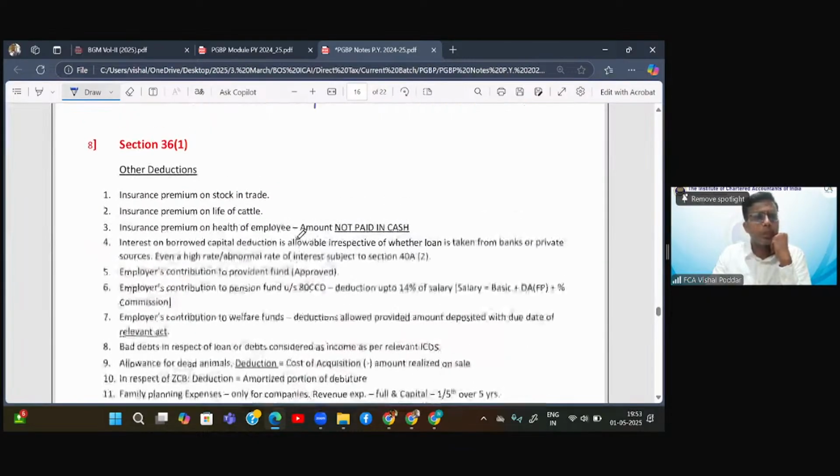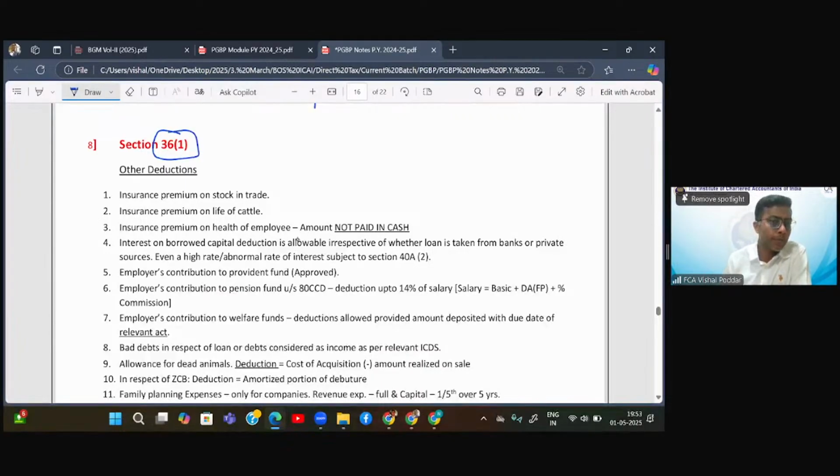Then comes a section which gives a list of many expenses that can be claimed as deduction. I've made a summary of that. That is section 36(1). So first 3 clauses, this is 1A, 1B, 1C. These are the 3 different clauses.